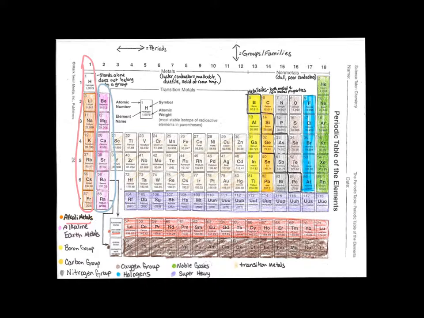Then we will see the transition metals, all of this part right here, transition metals. And you can see that metals have some properties that are similar to them: luster, conductors, malleable, ductile, and solid at room temperature. These guys are also metals, here, here, and here.